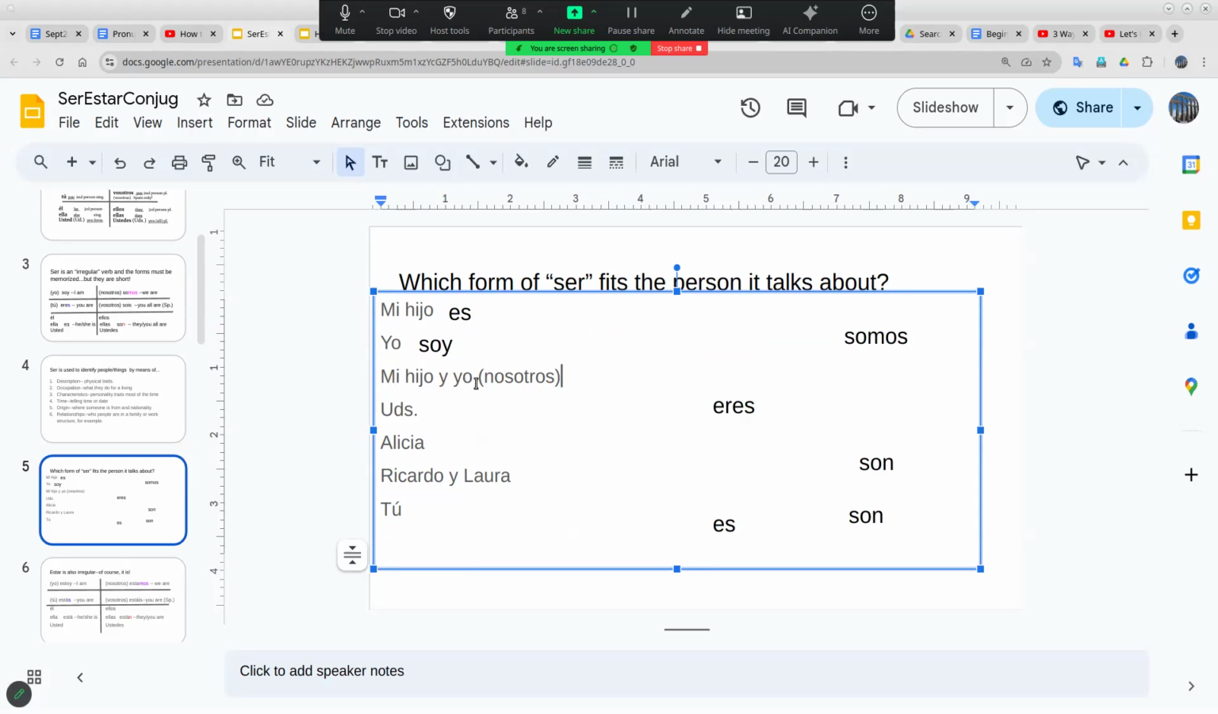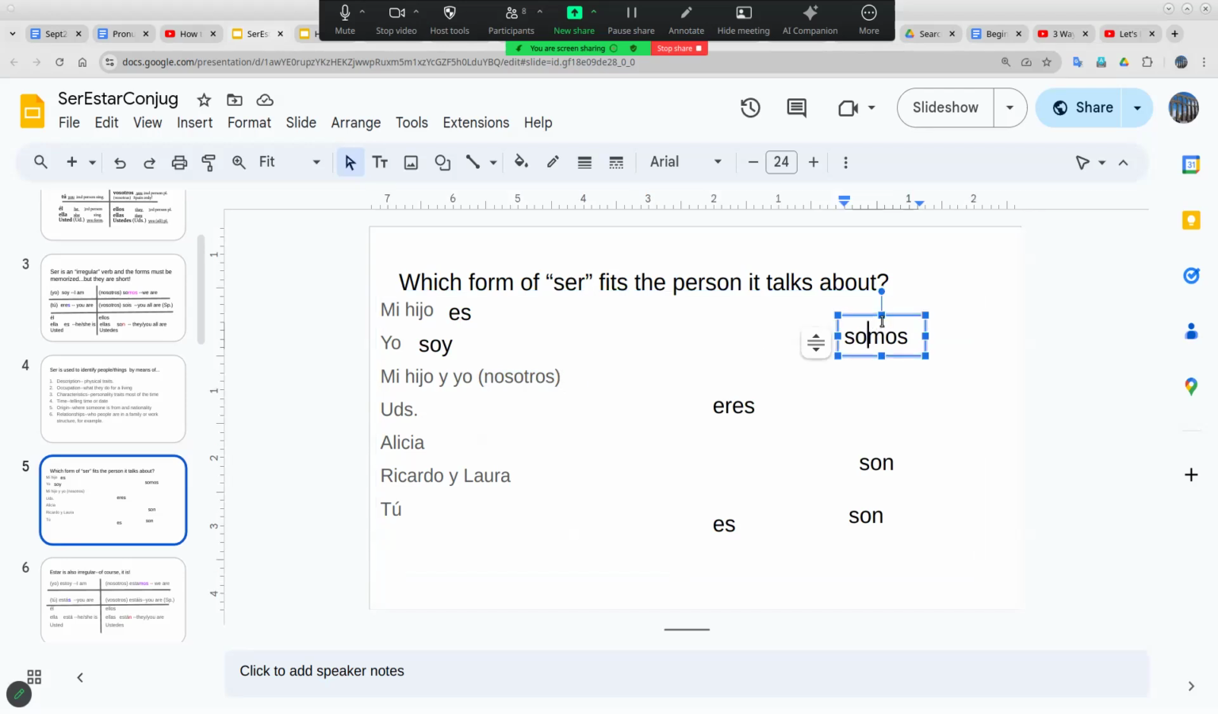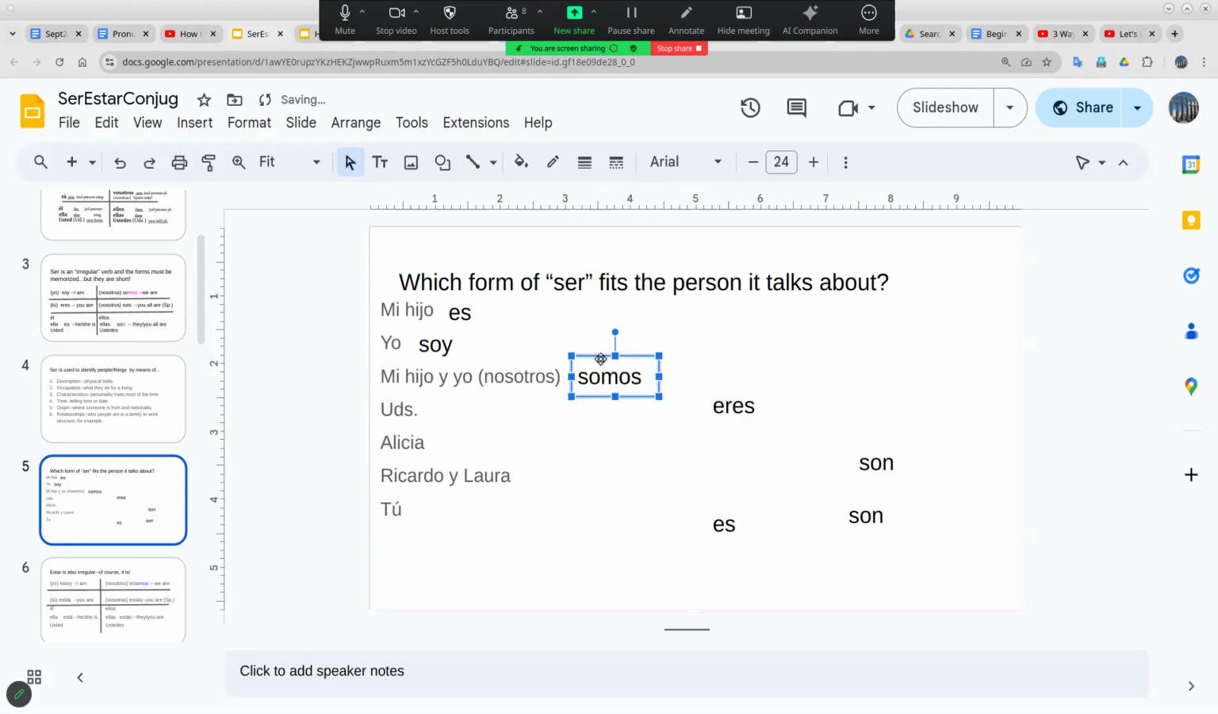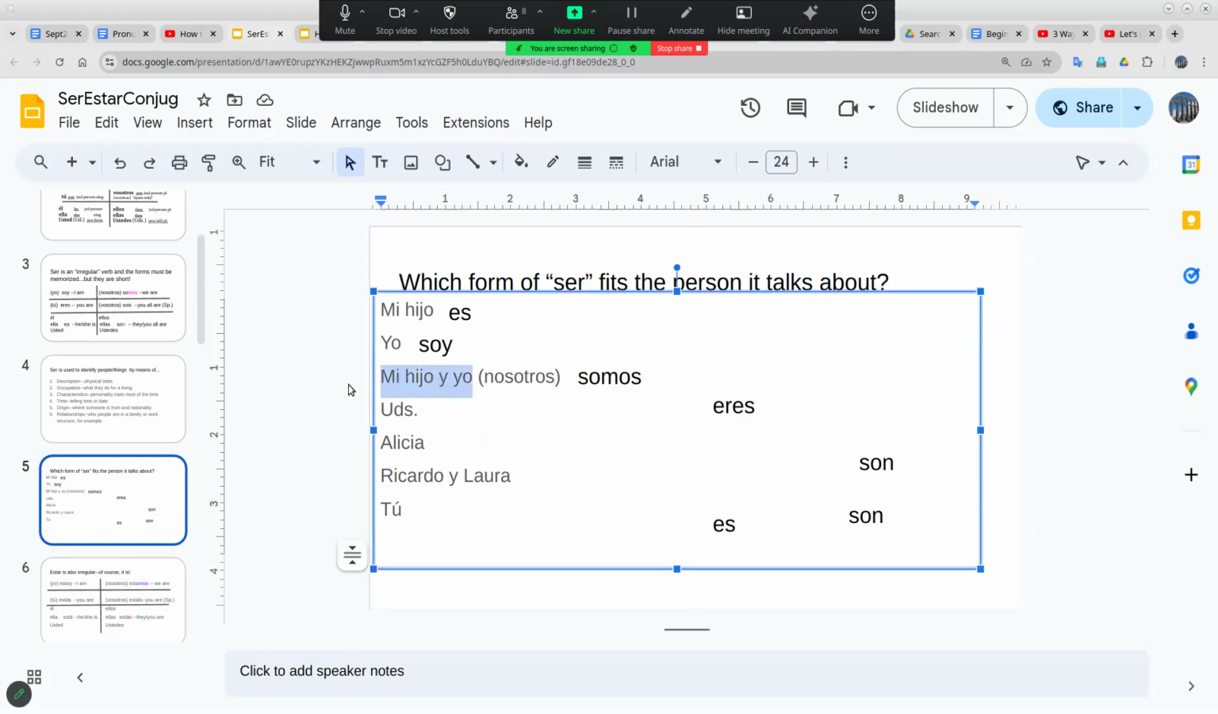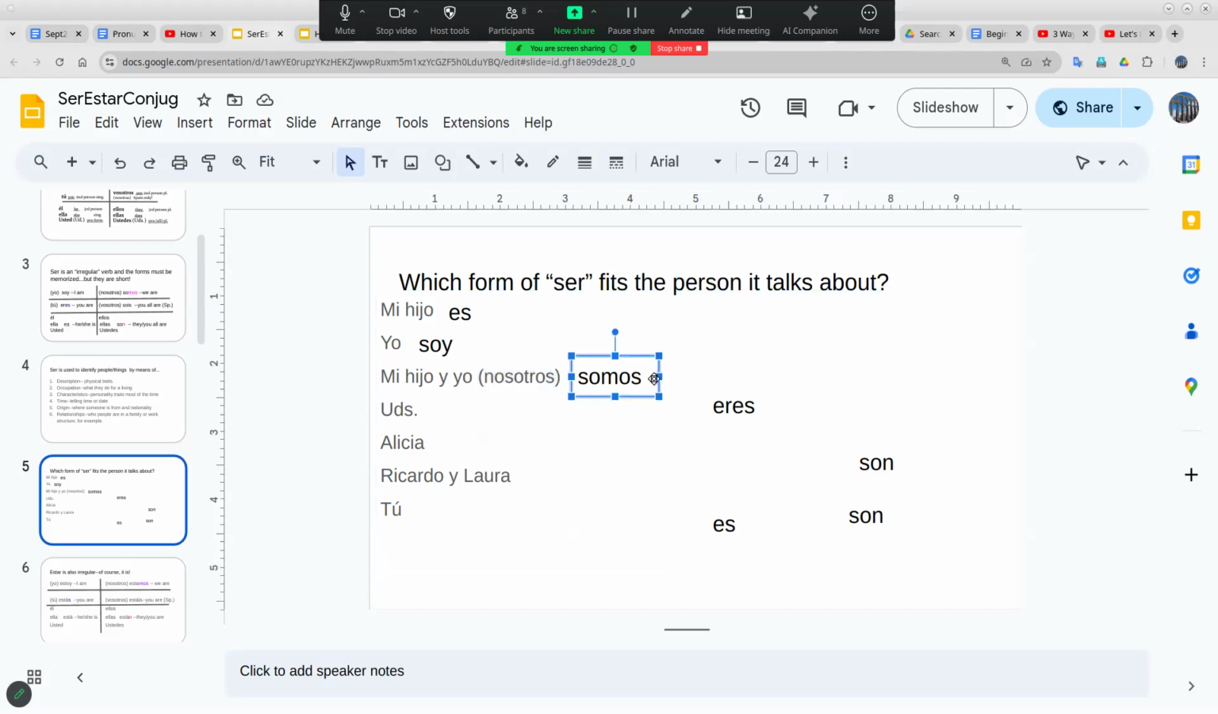Okay. Mi hijo y yo, my son and I. If I put I into the group, it means we. Which verb fits with mi hijo y yo? Somos. Anytime you're talking about somebody and I, that automatically means it's a we idea. It's the same thing as saying we. Mi hijo y yo is just more specific than nosotros because I'm telling who's in the group with myself. Mi hijo y yo takes the same kind of verb as nosotros. Somos. Mi hijo y yo somos.